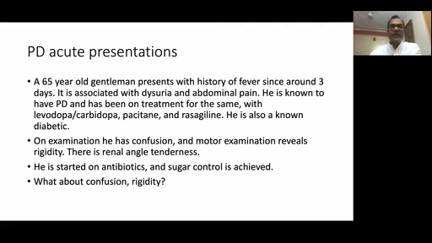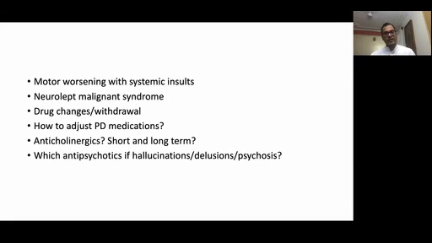Now, definitely you should not increase the dose, because levodopa can worsen psychosis as well. So a very common problem with any systemic insult, there can be a motor worsening, there can be a cognitive worsening. One very common thing to look for is neuroleptic malignant syndrome. So you do a CPK, you do a core temperature, make sure that the patient is not dehydrated. Look for any drug changes that have been there.